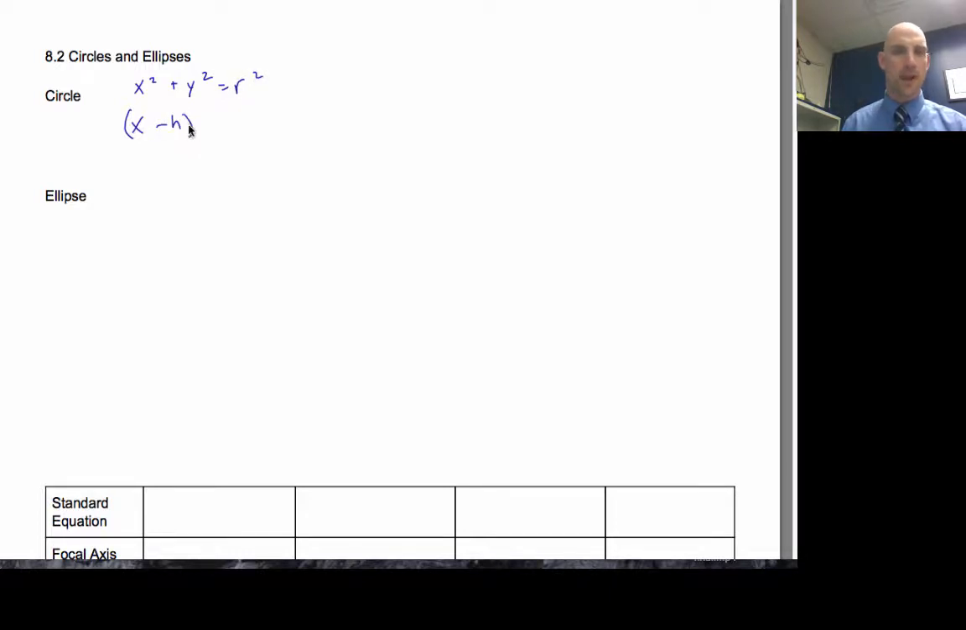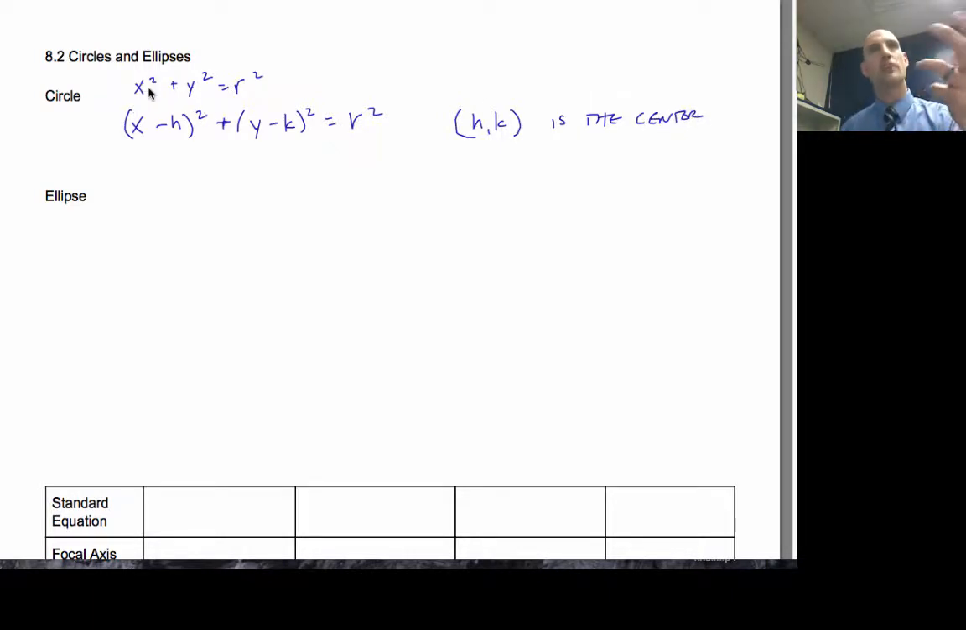But also, as we've talked about in the last couple of videos in these sections, we've got to be able to generalize for moving around the vertex on a parabola or the center on a circle. So for example, this would be h, k is the center. And if you look up here, x squared plus y squared equals r squared, that would mean that h and k are 0. So this is a circle centered at 0, 0. And then this would be if it was moved.